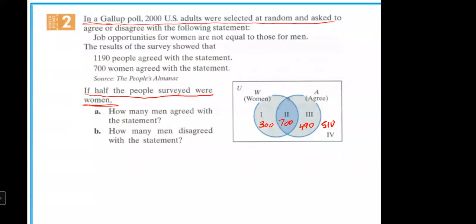How many men agreed with the statement? Anybody could answer. 490. Okay. And how many men disagreed with the statement? 510. Okay. All right. So that's it for that particular question then.